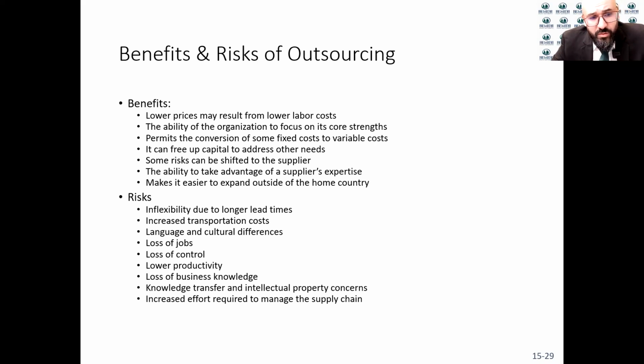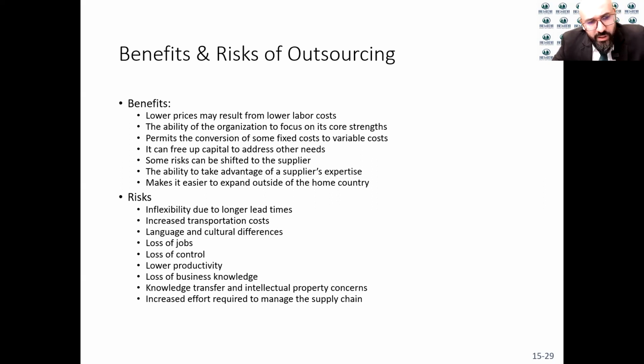Some risk can be shifted to the supplier as well. So some of the risk that we see is quality assurance in the process and how we could ensure that. So this risk of ensuring the quality will be shifted to the supplier. You don't have to worry about it. You don't have to hire a quality team or buy a special machine to ensure the quality. That's all shifted to the supplier.